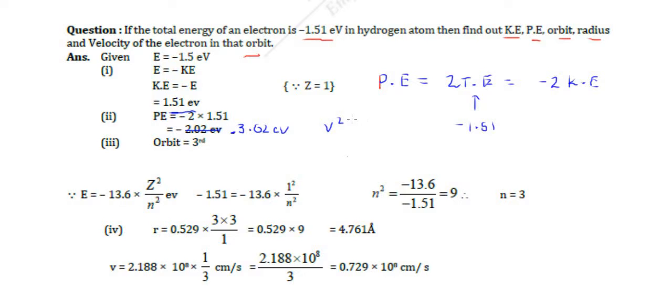Where is the orbit? So you know one formula, that E is nothing but minus 13.6 into Z square by N square, and it is hydrogen atom, so Z 1 हो गया. So minus 1.51 is nothing but minus 13.6 upon N square, right? So on solving you get the value of N square as 9, because 13.6 is 9 times 1.51. And see, minus 1.5 ×9 करो तो minus 13.5 आएगा.